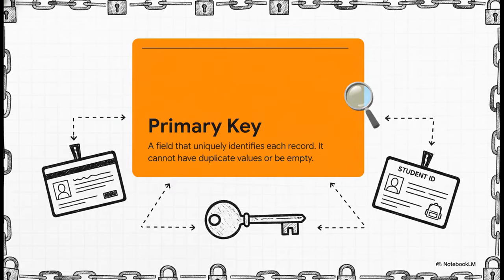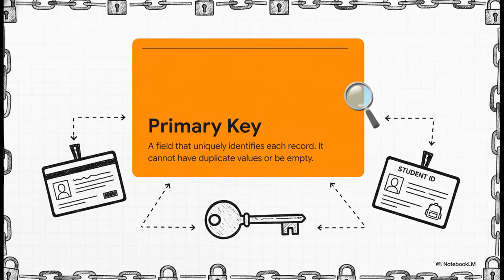So how do we make these links? We use keys. First up is the primary key. This is basically a unique identifier for every single row in a table. Think of it like a social security number or a student ID. No two students can have the same one, and it can never be blank. It's the unique anchor for that specific piece of data.